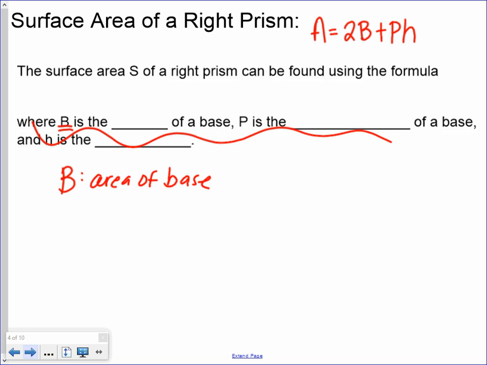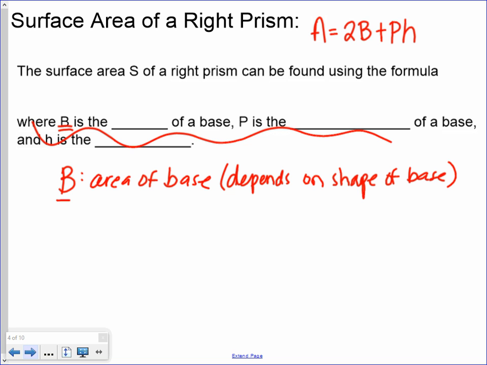Now, you can see these up here, right? The area of your base depends on what the shape is, because how you would find the area of a pentagon is not the same as how you find the area of a rectangle, which is not the same as how you find the area of a triangle. So this capital B depends on the shape of the base. Whether it's a triangle or a hexagon or a trapezoid, you find the area of those shapes all different ways.